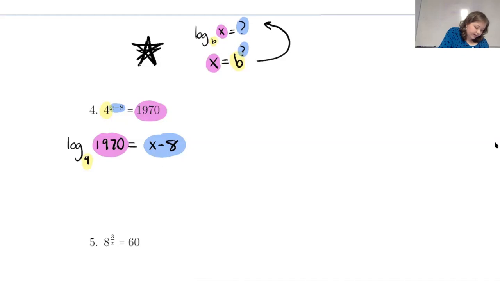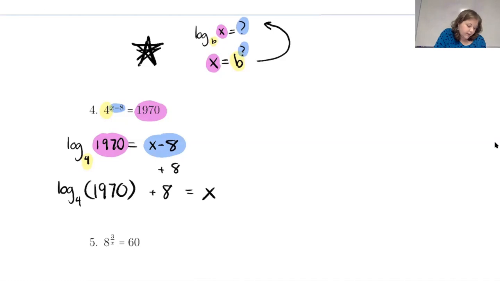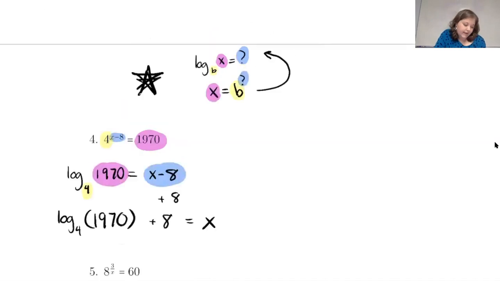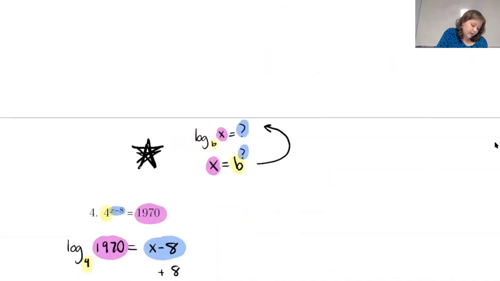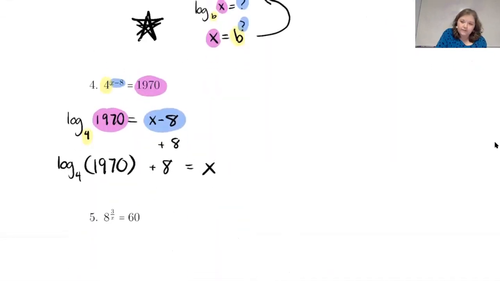It's pretty easy to get x by itself. We're just going to add the 8. We're getting log base 4 of 1970 plus 8 equals x. And so it wants the answer as a decimal or a fraction. And so we don't want to write the logarithm in our answer.